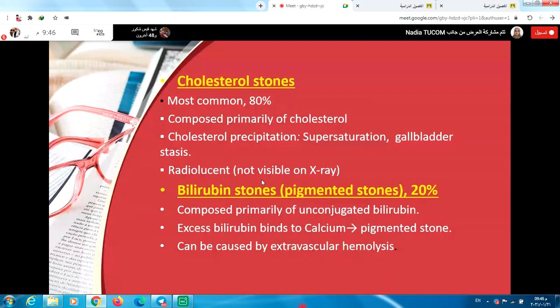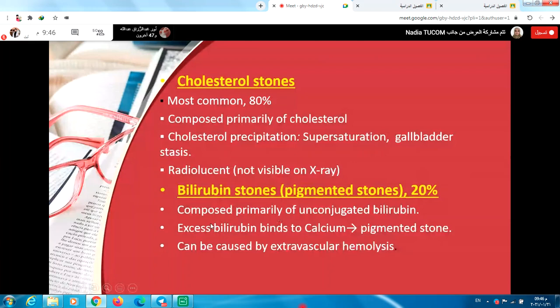The other type, according to the constituent, is bilirubin stones or pigmented stones, forming up to 20%. Only 20% are pigmented stones, composed primarily of unconjugated, water-insoluble bilirubin. It is seen mainly in patients with long-standing hemolytic anemia or excessive extravascular hemolysis. So excess bilirubin will be bound to calcium to form pigmented stone. This is a stone found in patients with hemolytic anemia, thalassemia, and other types of hemolytic anemia.